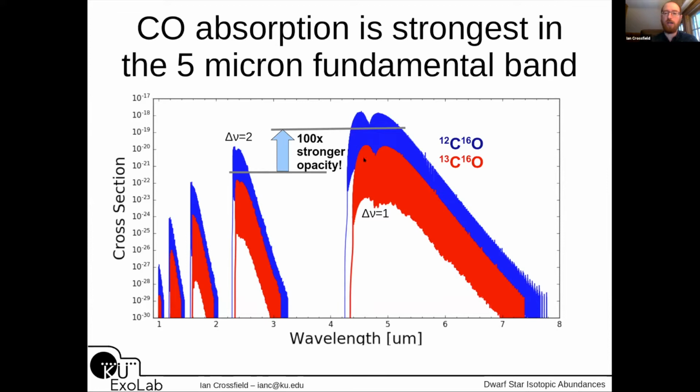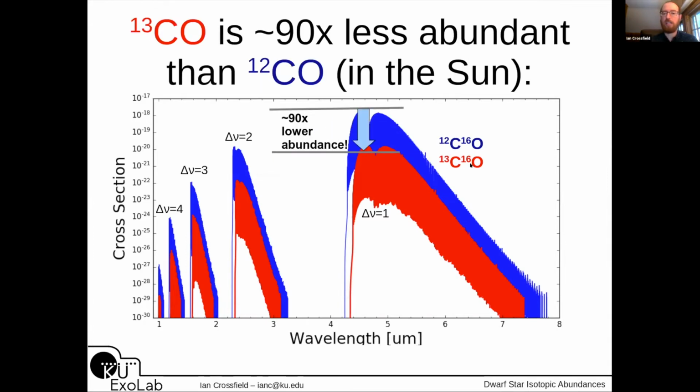But for these weaker isotopologues like 13C16O, in the sun at least, this is 90 times less abundant than the most common isotopologue. And so you really need this boost in the opacity in the fundamental band in order to see these lines at all. We and some other groups have tried looking for these isotopologues in the K band at the first overtone, but the lines are really weak, and especially in later type stars, it's just really tough to see them and be confident. So I think you really have to go out to the M band, the thermal infrared, to do this.